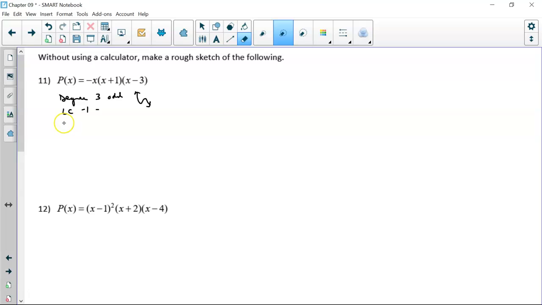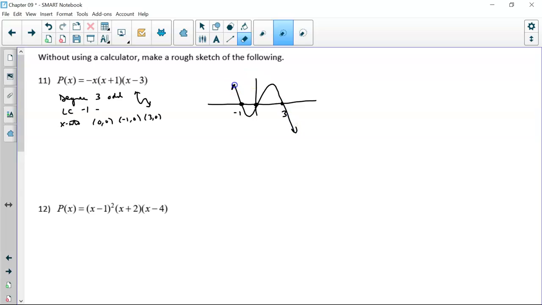Now our zeros, or x-intercepts, would be at 0, 0, negative 1, 0, and 3, 0. So here's my negative 1, my 0, and my 3. So the shape, it's going to go down through negative 1, bounce, go back up through 0, 0, turn, go back down through. There's our sketch.